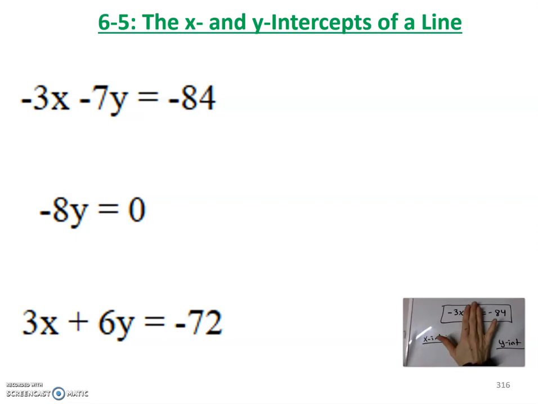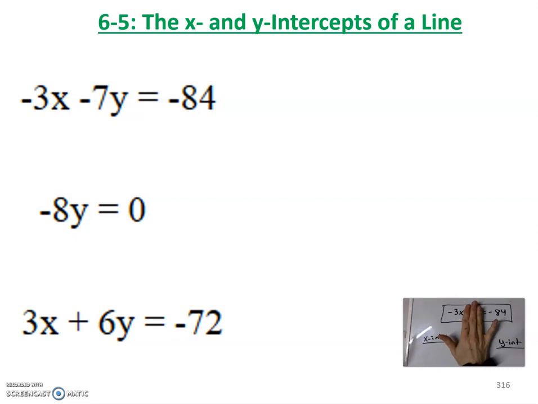So negative 7y gets covered. What am I left with? Negative 3x equals negative 84. See it? So that's what I would write and solve for. I divide both sides by negative 3, and that gives me 28. So that's a real quick method to use.